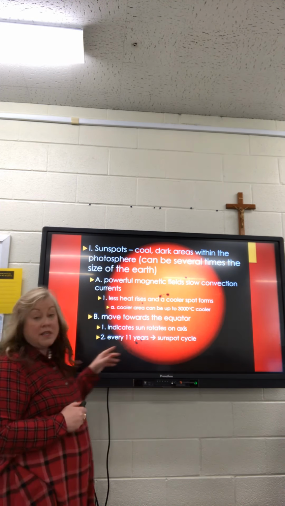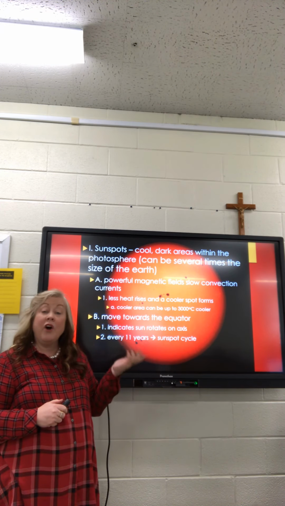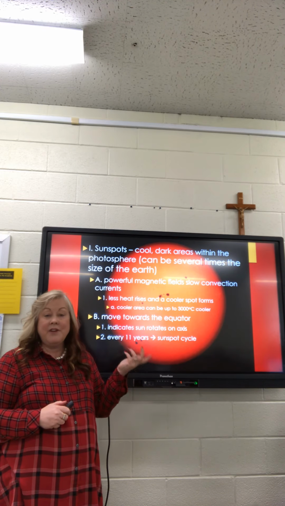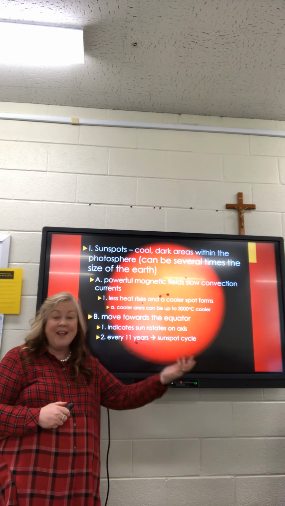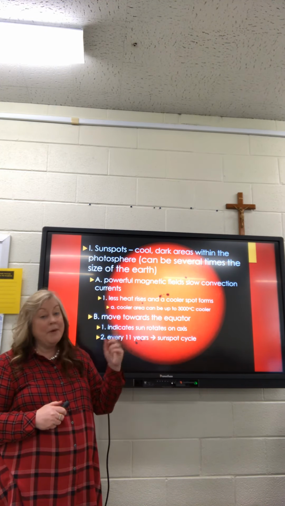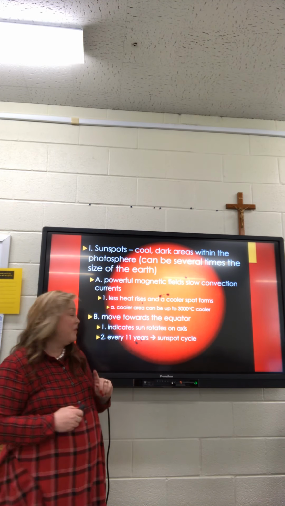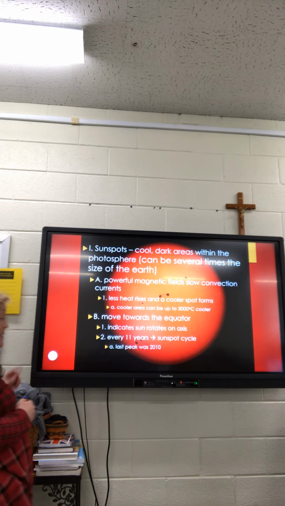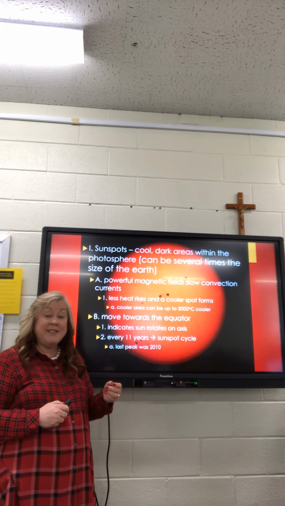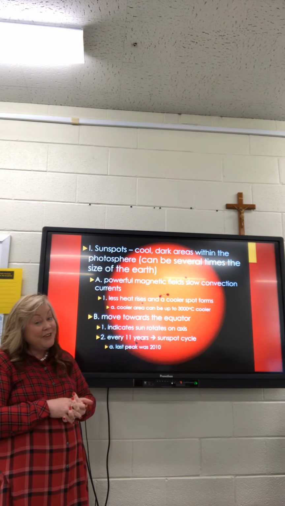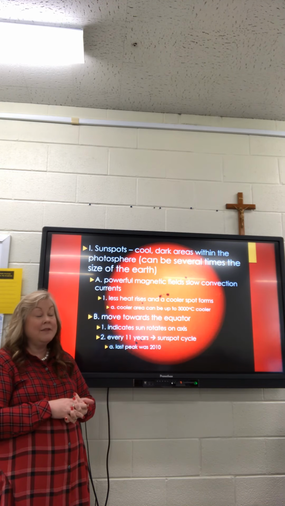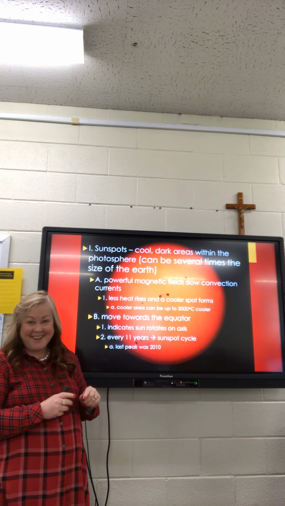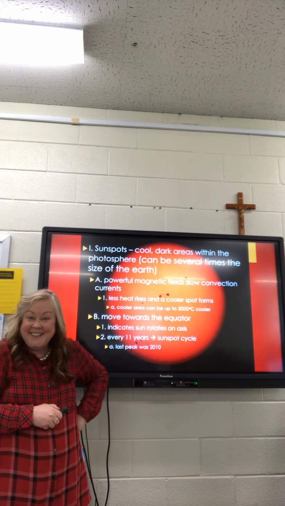Every 11 years, there are more sunspots than normal. We call that a cycle. The sun has an 11-year sunspot cycle. There are always sunspots, but every 11 years, more than normal. The last cycle was in the year 2010, so guess what, you juniors? When you graduate, 2021, we will be in a sunspot cycle. Cool.